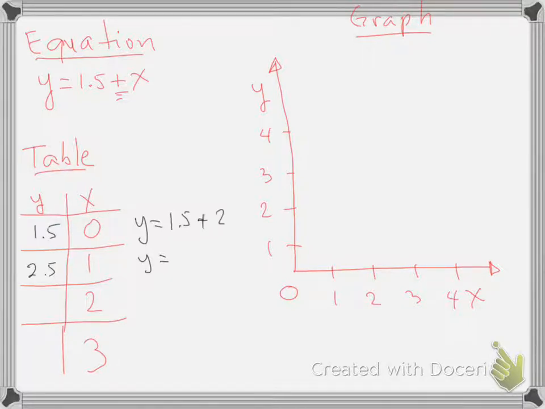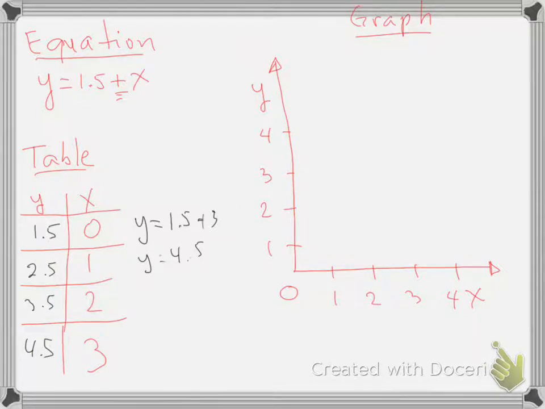Y is going to be 3.5. It's going to be 3.5. And we know that if x is 3, y is going to take the value of 4.5. All right.